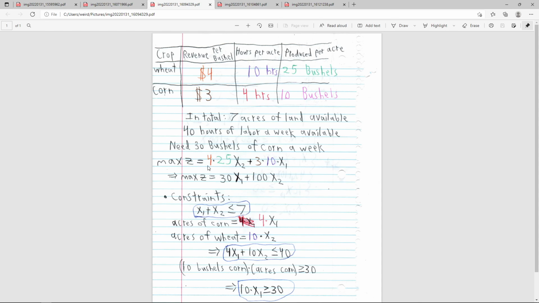So max z equals 4 times 25 x2 plus 3 times 10 times x1. We have to create our objective function as well to start off, and we know it's because it's revenue. Our objective function is giving us a profit, so in this case, we have to figure out how much you're making per bushel, or per acre of land. So x1 and x2 are acres.